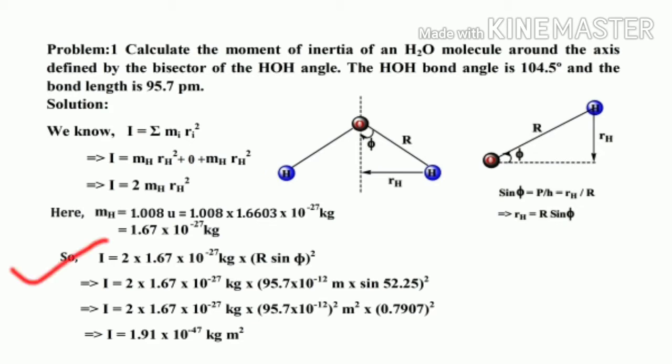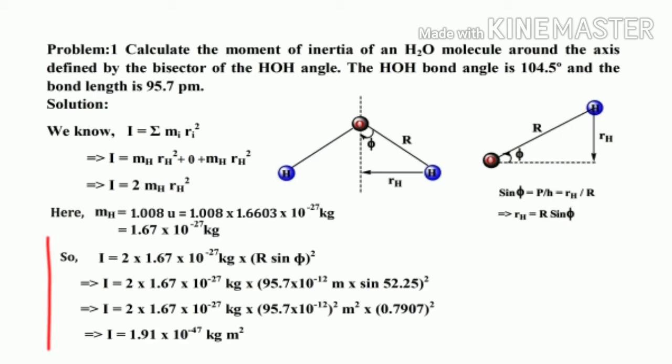This implies I is equal to 2 into 1.67 into 10 to the power minus 27 kilogram into (R sin φ) whole squared, where the mass of hydrogen is m_H = 1.008 u, which is 1.008 into 1.6603 into 10 to the power minus 27 kilogram, which gives 1.67 into 10 to the power minus 27 kilogram, because 1 u is equal to 1.6603 into 10 to the power minus 27 kilogram.